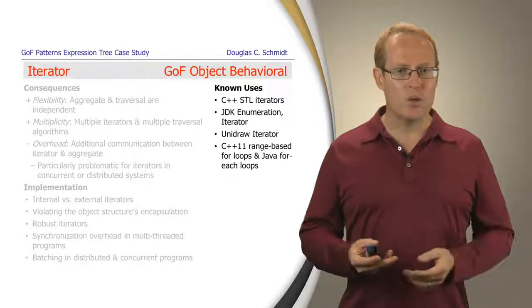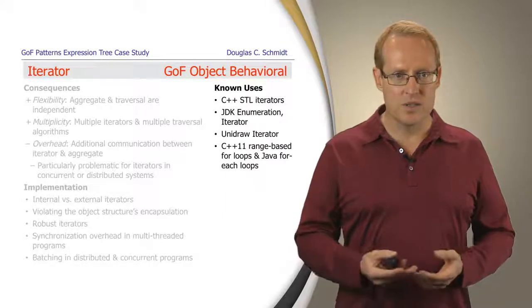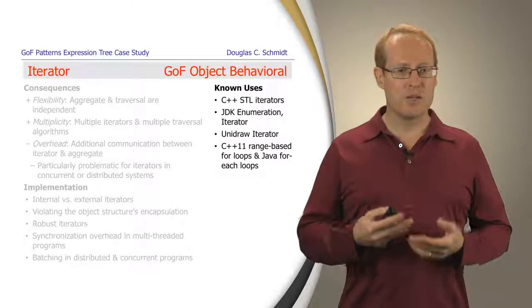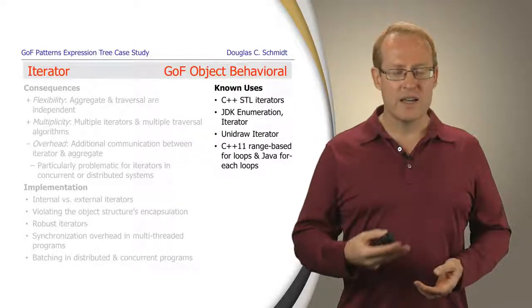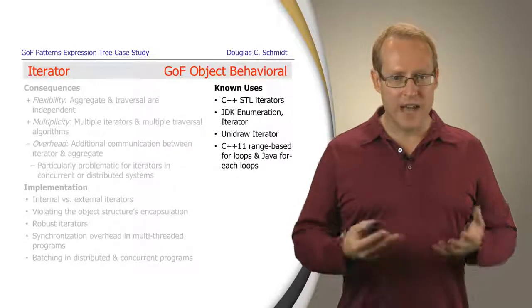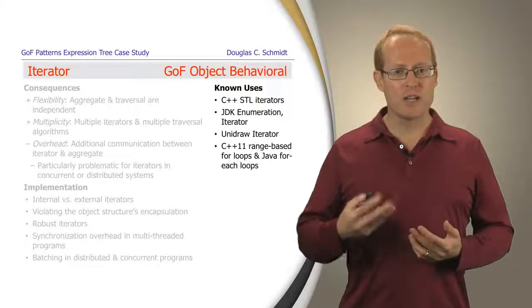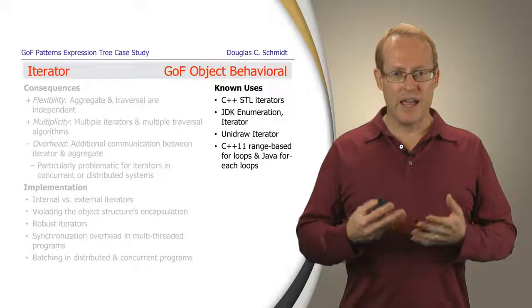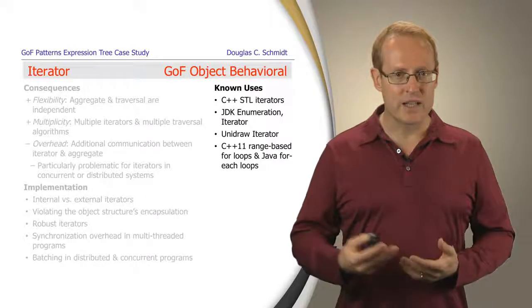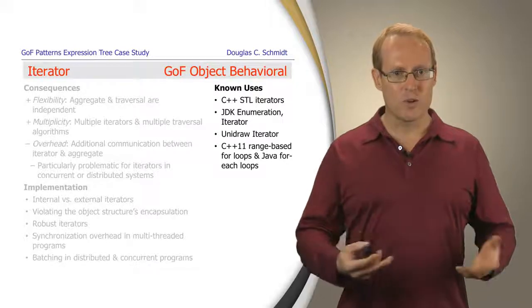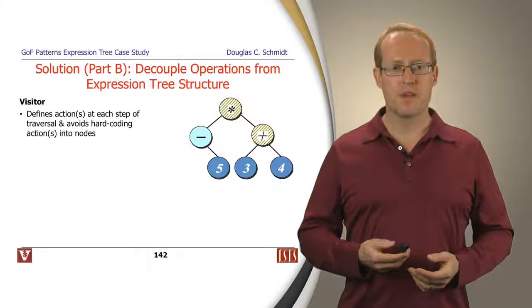Iterators are very widely used. They are heavily used in the C++ standard template library. They're available in Java. They've been used in lots of various toolkits and ways of being able to access things in an object-oriented environment. And as I mentioned before, they're increasingly being connected together and implemented in the form of programming language features like range-based for loops in C++ or for each loops in Java.